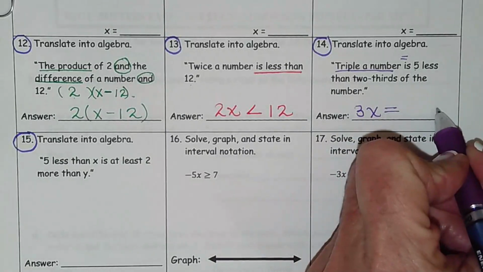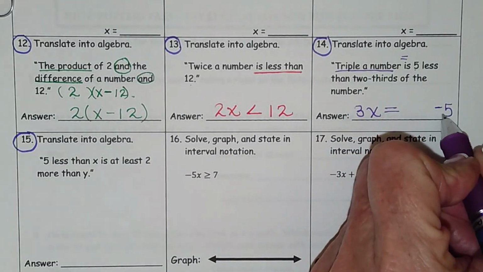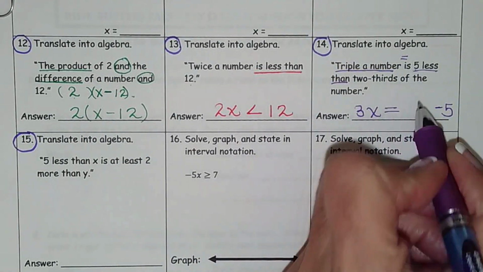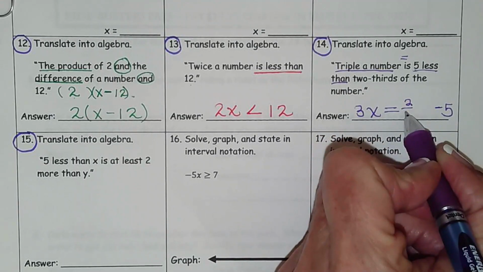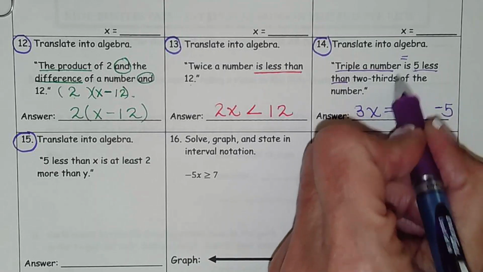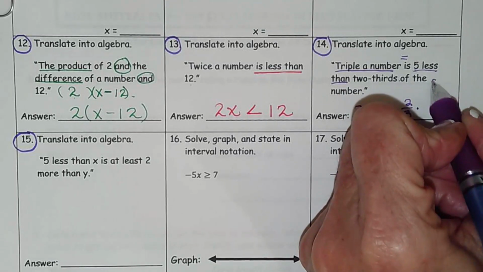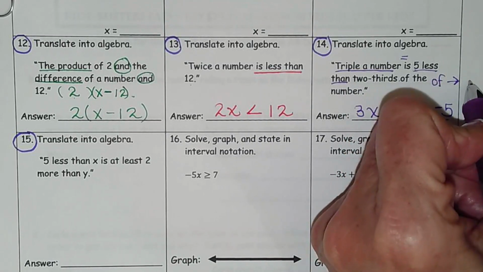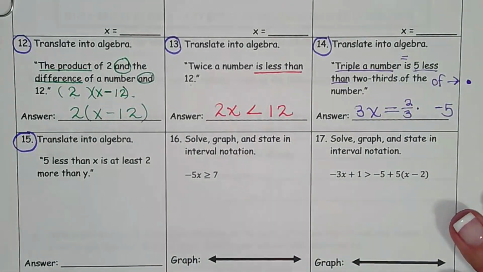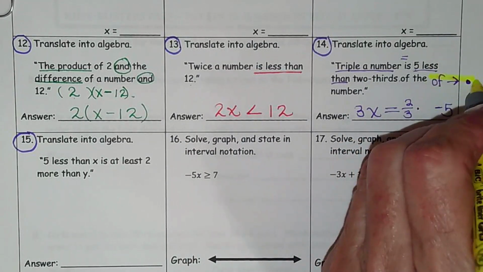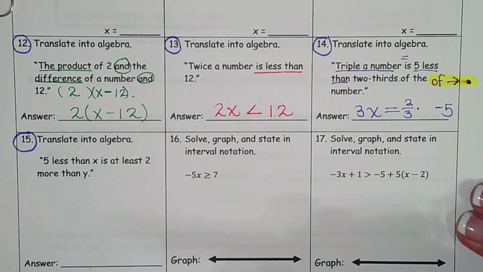5 less than we know means minus 5 in the back. And 2/3. And this is one thing that we didn't have in our notes. I mentioned it in the video, but I didn't write it down. Of means times. So if you don't know that, put that here, because this is what you're going to use to study for your test. I use this to make the test in ALEKS. And then I would maybe even highlight it, just to remind yourself when you see of, that means times.